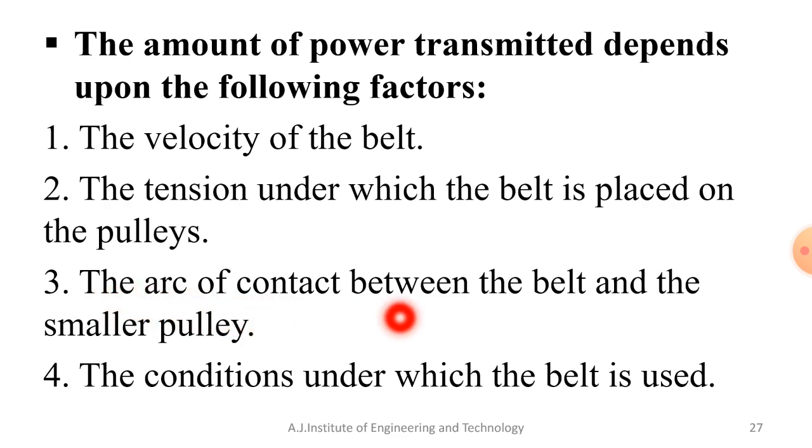So the arc of contact means there will be a contact between the belt and the pulley surface, because the belt always moves over two pulleys.